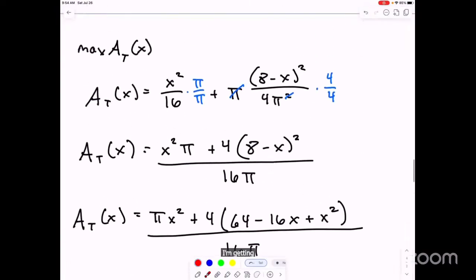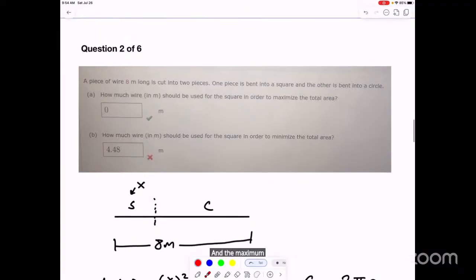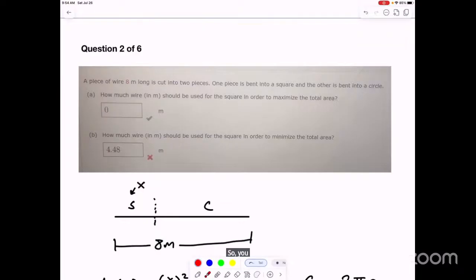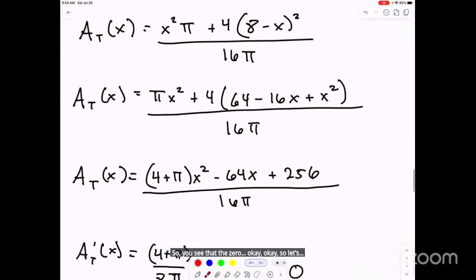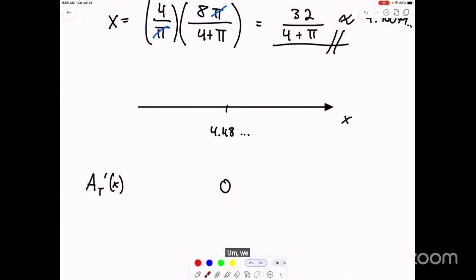I'm getting a minimum value. We want to maximize to minimize the total area. Oh, okay. So there is a minimum, but there is no max. Okay, that's probably why that's happening, right? So let's keep going. We're getting that this is a minimum, because when we chose a number on the left, we got a negative result here, which means the original was decreasing.